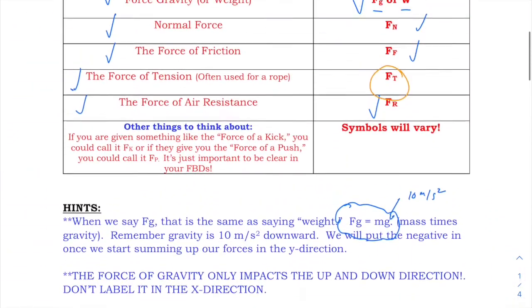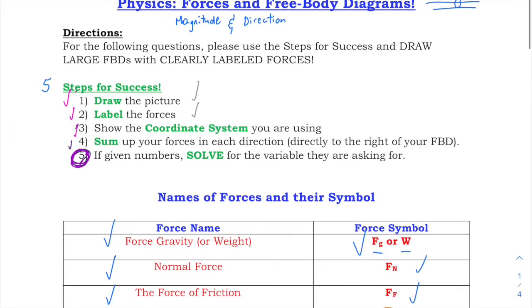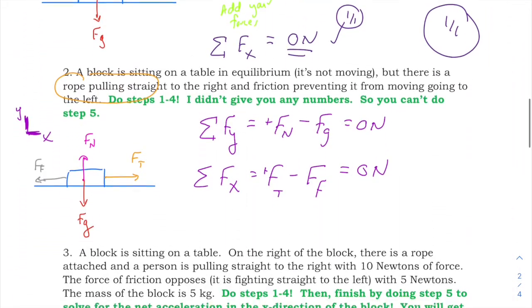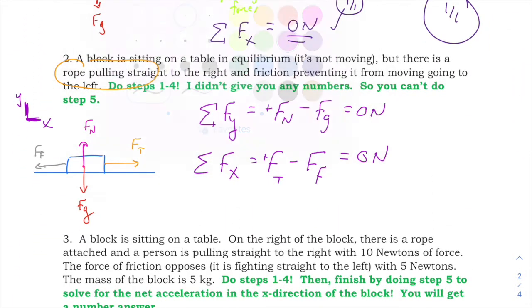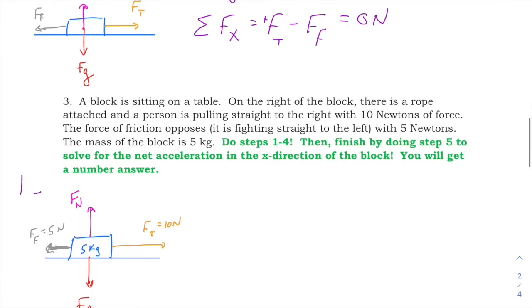So we say, all right, step 1, we drew a picture. Step 2, we label our forces. Step 3, we're going to show our coordinate system. And you're like, what? We just keep showing the same thing? Yeah, we just show them how it's done. X, Y. So the right is positive, the left is negative, up is positive, down is negative.